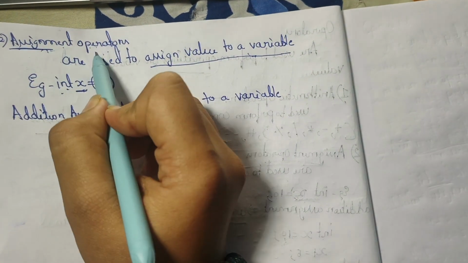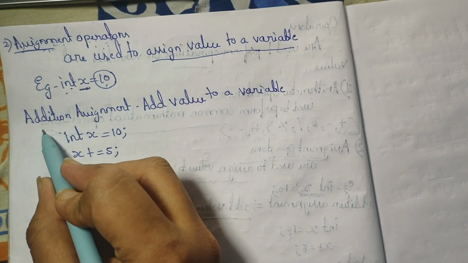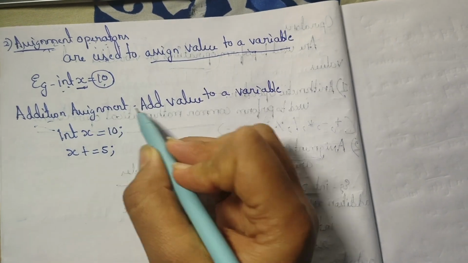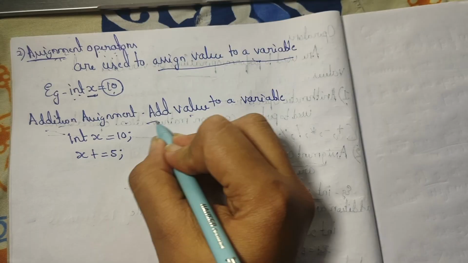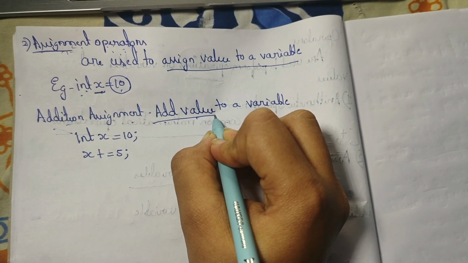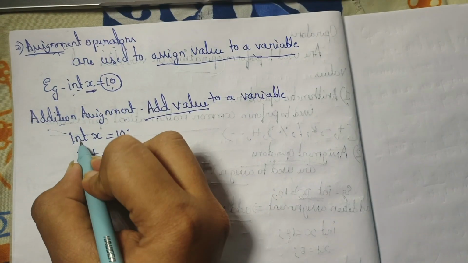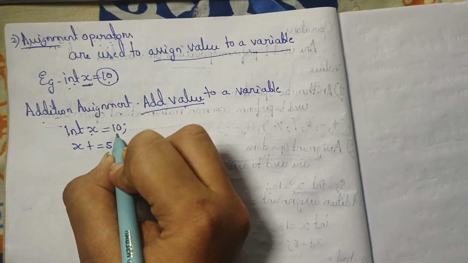In assignment operators, there are different types. The first one is addition assignment. Addition assignment means adding a value to a variable. We'll see how. Okay, this is one more example: you're declaring the variable x and assigning the value 10.